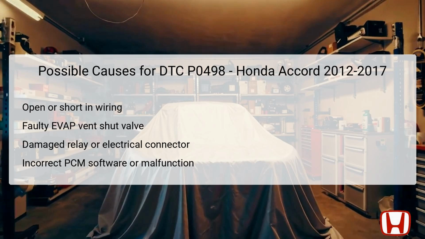A faulty or internally damaged vent valve might not respond properly to commands, resulting in abnormal circuit readings. Damaged relays or corroded connectors can also cause mismatched voltage signals, leading to a low voltage error. Additionally, software issues or outdated PCM firmware can impair communication control, sometimes setting false faults.